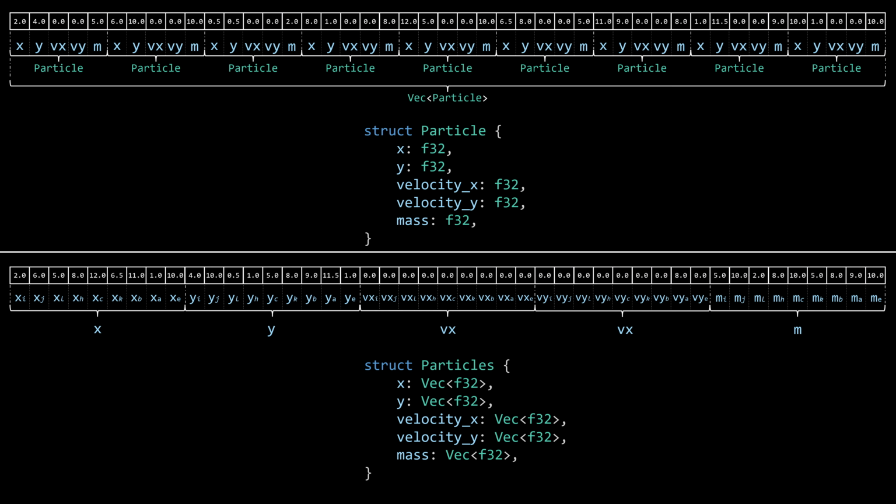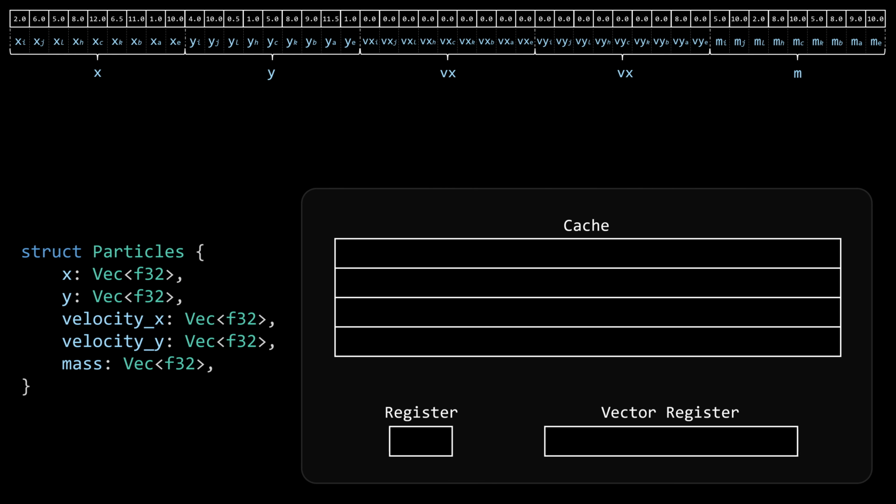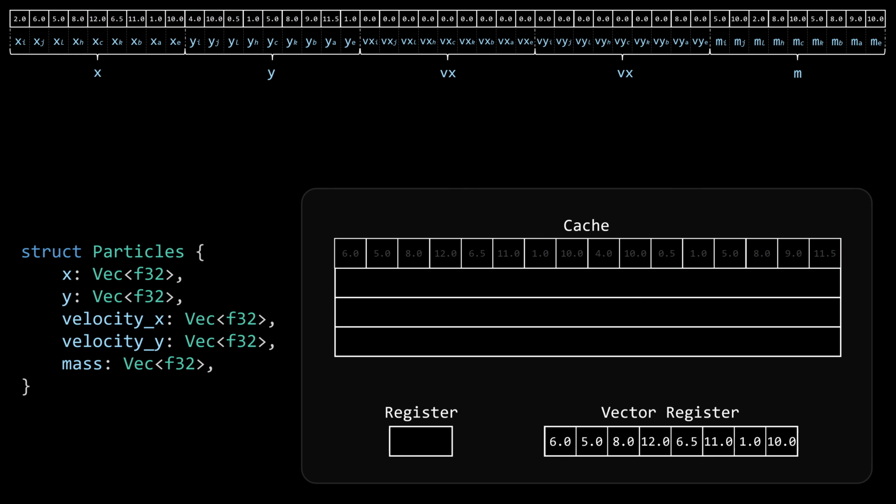The properties belonging to one particle are now separated in memory, but the same property from many different particles is stored sequentially. And that is exactly what we want, both for SIMD and for cache efficiency. More of the values we actually need can fit into the same cache line, and because those values are contiguous in memory, they can also be loaded directly into vector registers much more efficiently.